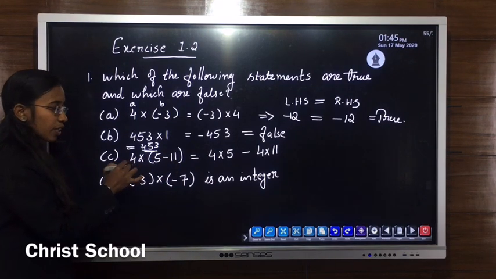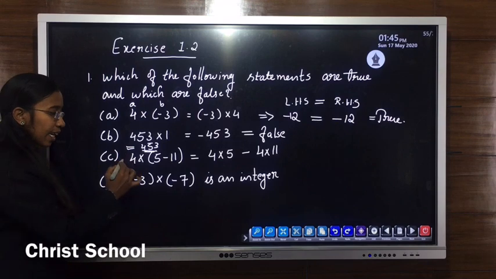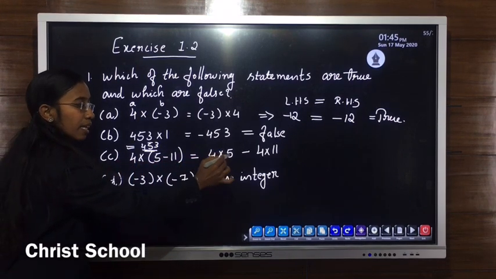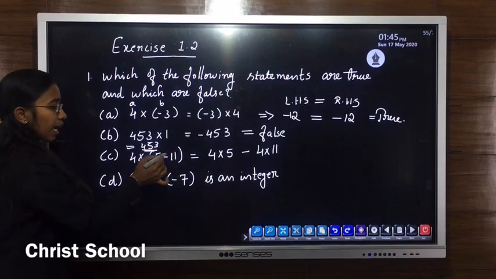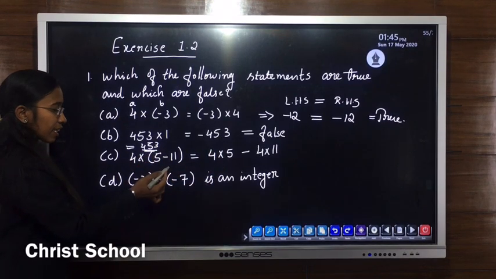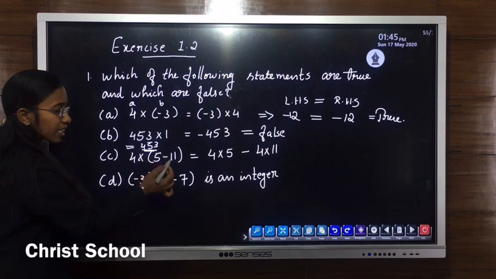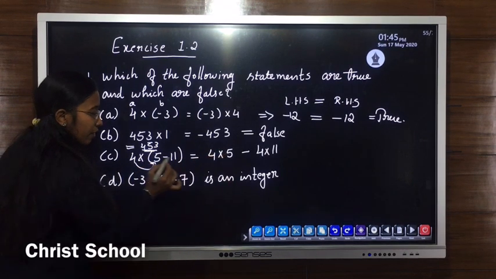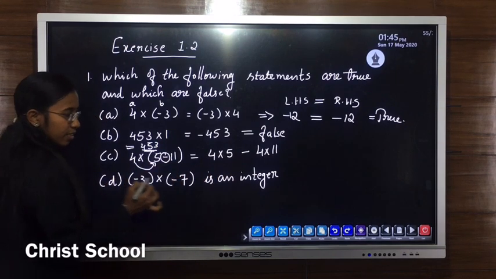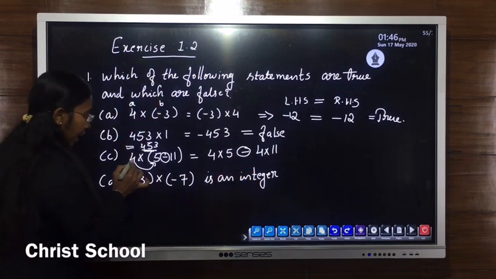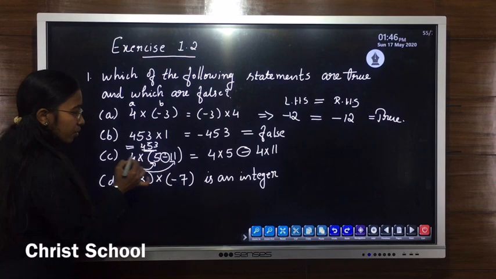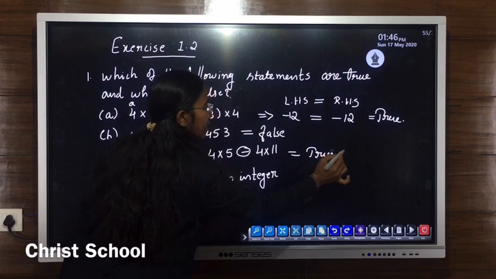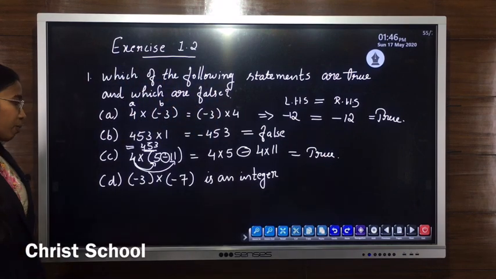So we know what our distributive property is. A into B plus C equal to A into B plus A into C. Or at the place of plus, suppose there is minus, then A into B minus C is A into B, that is 4 into 5. Here what is the sign? Minus. That minus is here, and again 4 into 11. So this statement is also true because this is the distributive property.